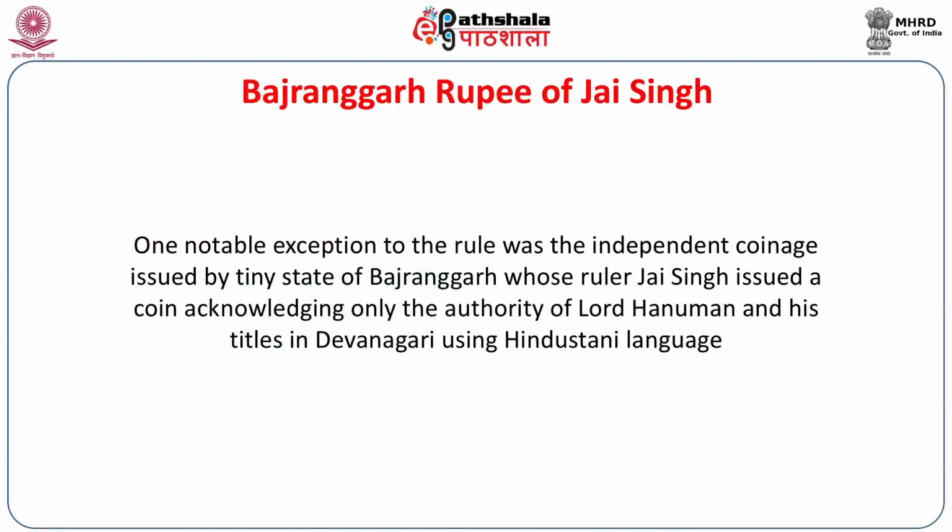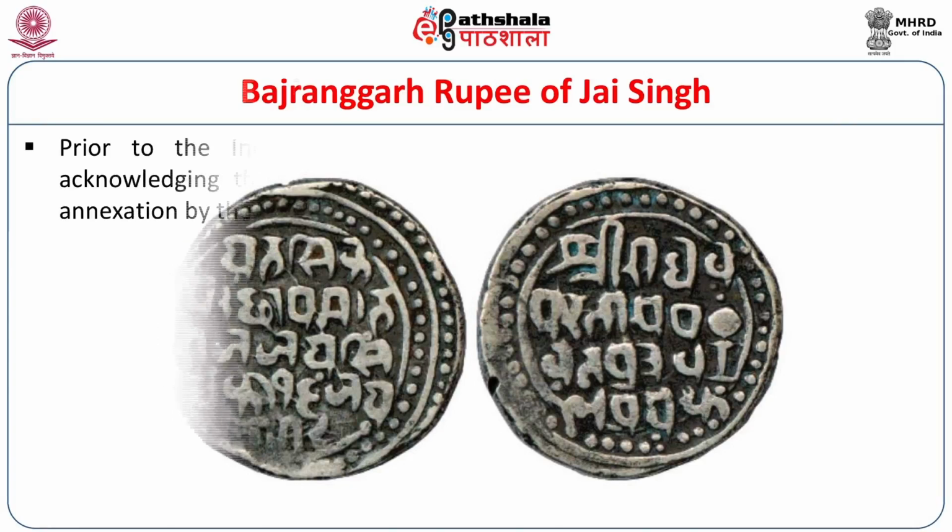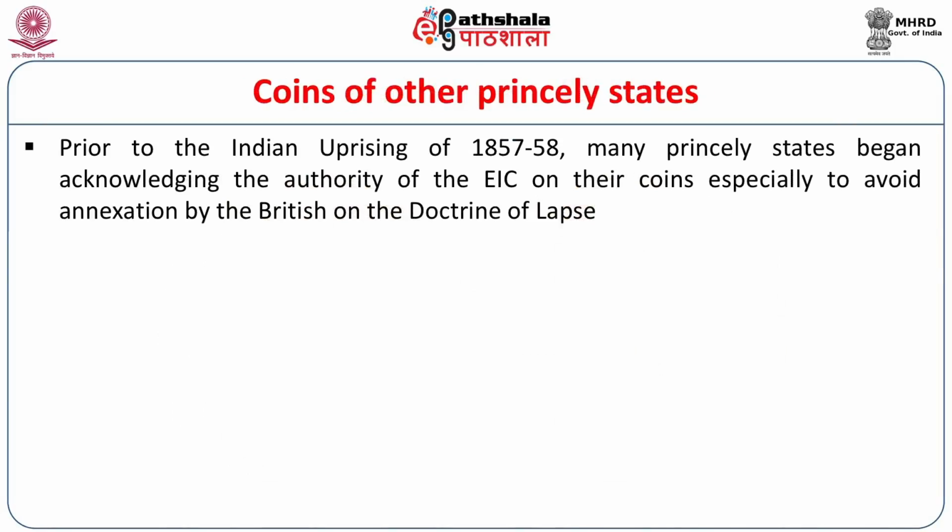One notable exception to the rule was an independent tiny state of Bajrangarh, whose ruler Jai Singh issued a coin acknowledging only the authority of Lord Hanuman, with titles in Devanagari. So here we see the silver rupee of Jai Singh. It comes with a date in the Shaka era.